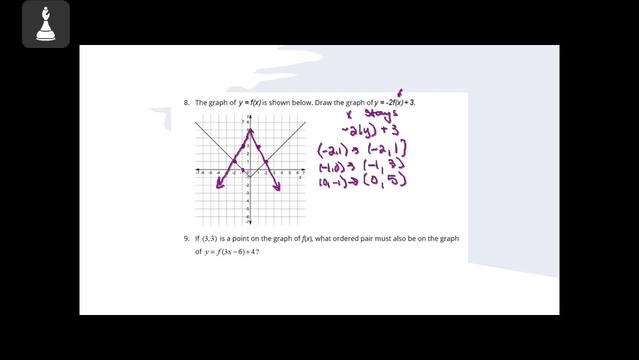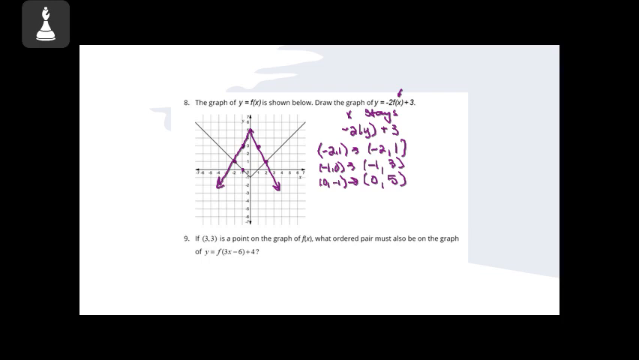If 3, 3 is a point on the original function, what ordered pair must also be on the graph? If this is our graph, y equals f of 3 times x minus 6 plus 4. All right, so one thing we can do is keep the x value the same and just plug in here and see what happens.